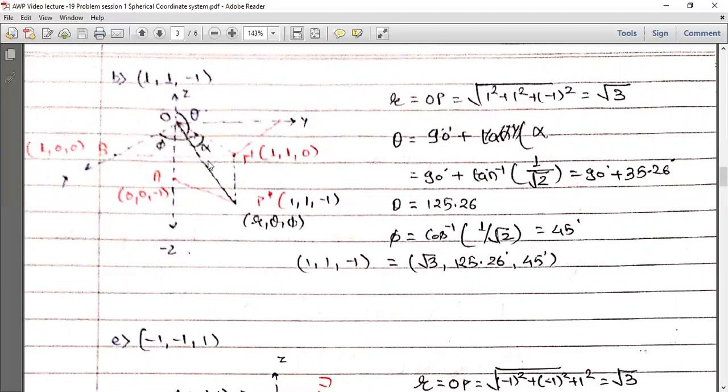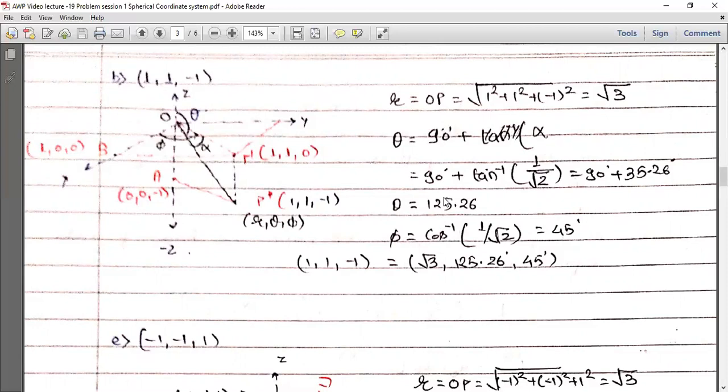Correspondingly, tan alpha is perpendicular upon base, that is PP dash, which is 1, upon base OP dash, square root of 2. So alpha is tan inverse of 1 by root 2, which is given by 35.26. Correspondingly we get theta equal to 90 plus alpha, that is 125.26. So that will be the second coordinate. You can think of it very well.